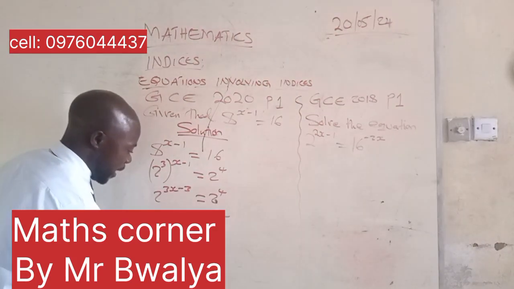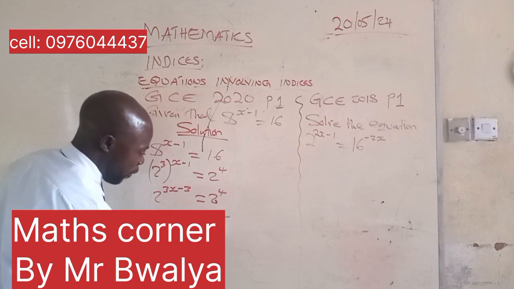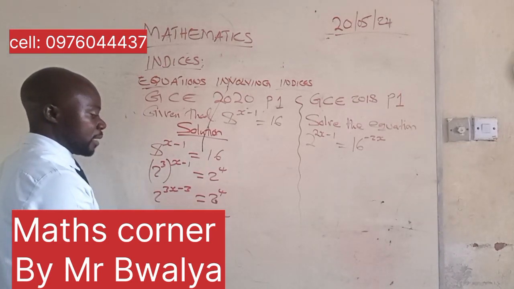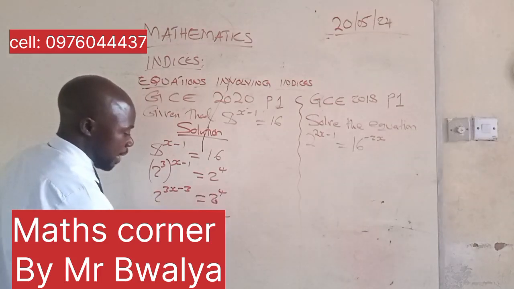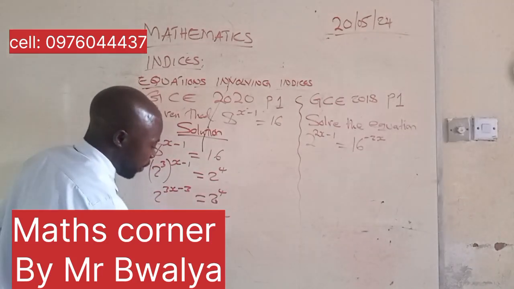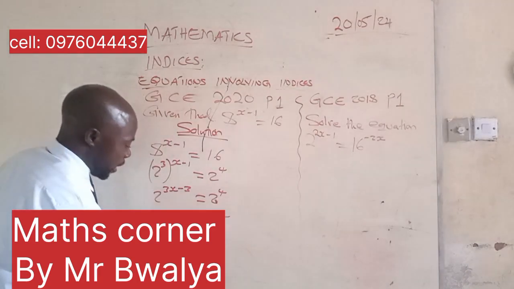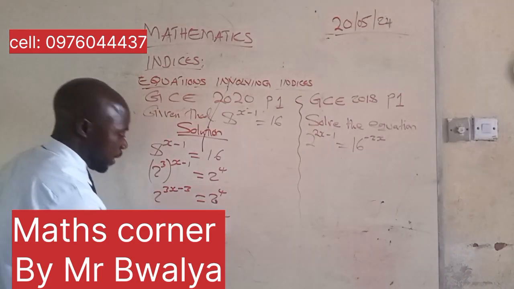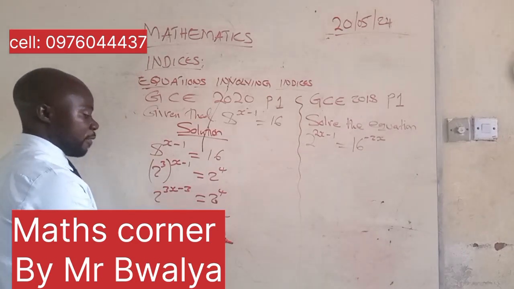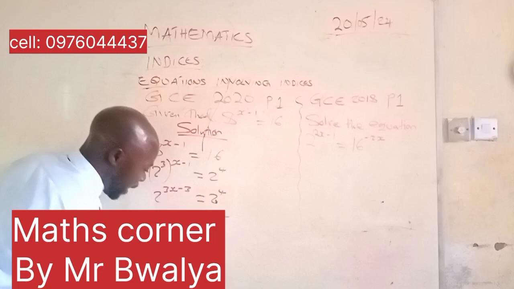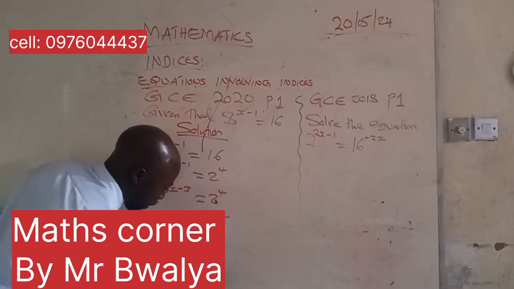I'll say 3x is equal to 4. When we do the additive inverse, so we subtract, we add on both sides positive what? 3. Therefore, we've got 3x is equal to 3 plus 4, which is 7. We divide both sides by what? By 3. Both sides by 3.